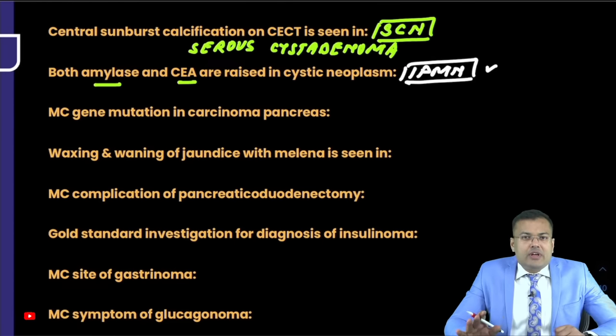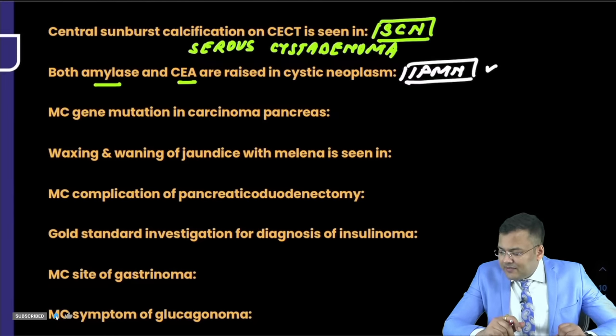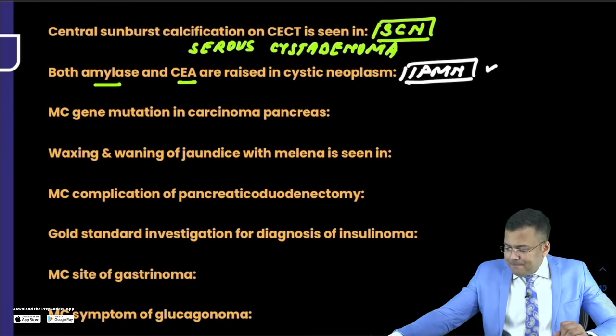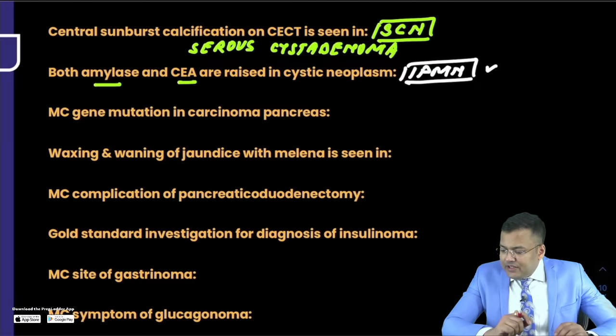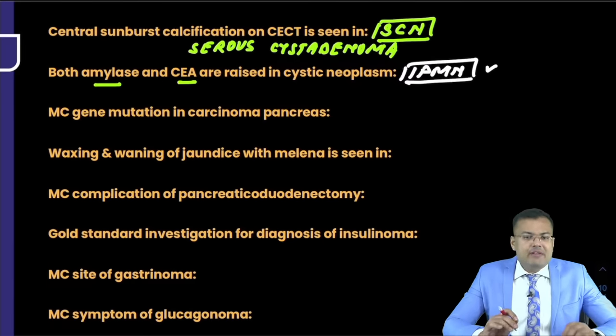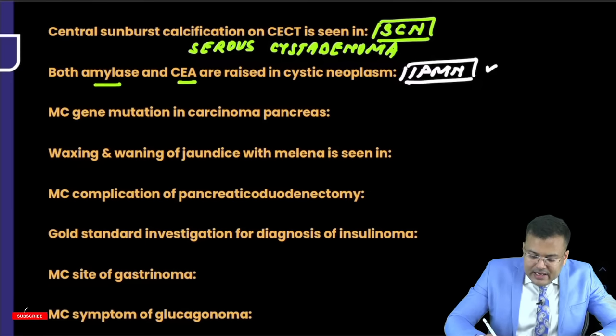Next question, what is the most common gene mutated in carcinoma pancreas? Tell me, guys. Yes, Salmonella, first person to reply. Vishal Roy, Sherin, Ankit Gujjar, very good. Dr. RJ, Rajiv Kumar, everybody is correct. The most common gene mutation in carcinoma pancreas is KRAS, followed by P16.